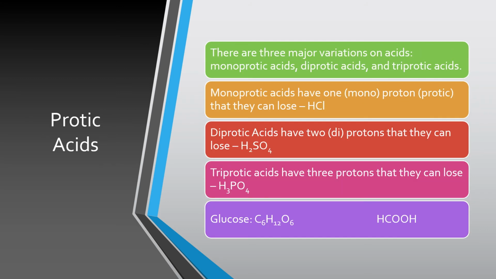Oh well. There are different types of acids and bases, and each is divided into three major categories. For acids, these are monoprotic, diprotic, and triprotic acids. Monoprotic acids are acids that can lose one proton. Mono for one, protic for proton.